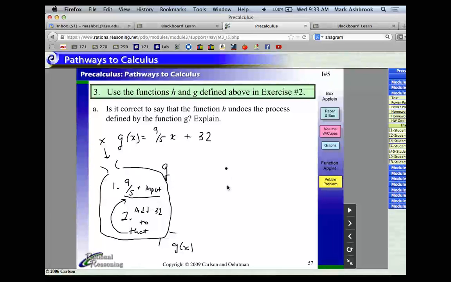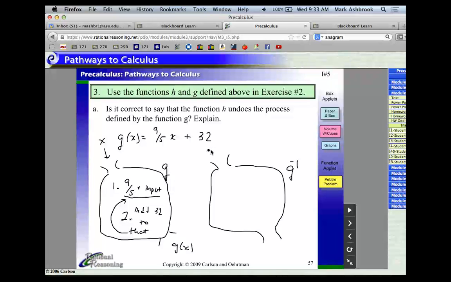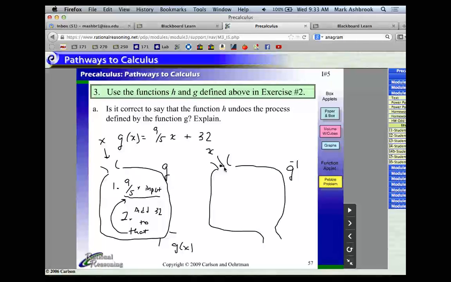Okay, so looking at those steps, if we want to build the G inverse machine, okay, so this is G inverse then. Now, the input into G inverse, we're also going to call x. That's what I was talking about at the beginning of class. We're also going to call it x, but it has a different meaning now, right? So if this undoes what this did, then what will be first?